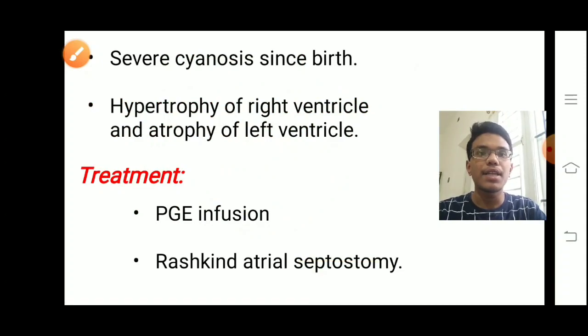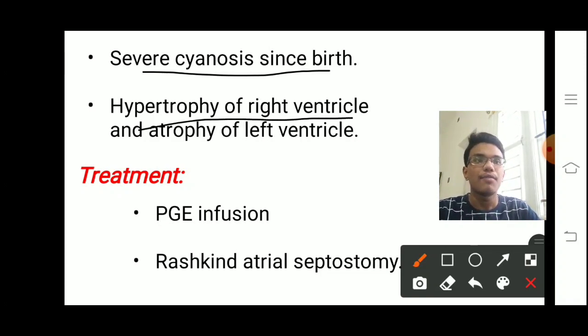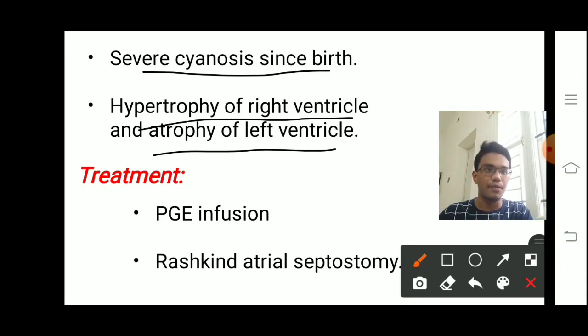Now, what will be the clinical feature? Severe cyanosis will be present since birth. Obviously, the deoxygenated blood is circulating throughout the systemic circuit and the blood does not carry oxygen to the tissues, right? So, that causes cyanosis. And one more thing, all the blood coming from the systemic circuit is going to cause burden in the right ventricle. That causes hypertrophy of the right ventricle, whereas the pulmonary circuit circulation is less. The blood in the pulmonary circuit is less compared to the systemic circulation. So, it leads to atrophy of the left ventricle.